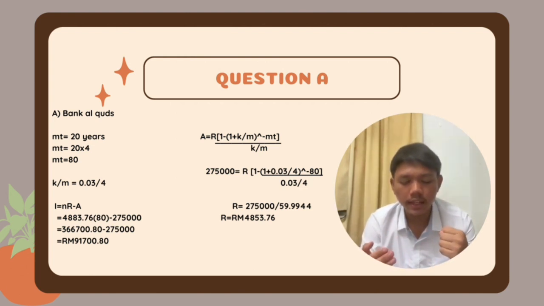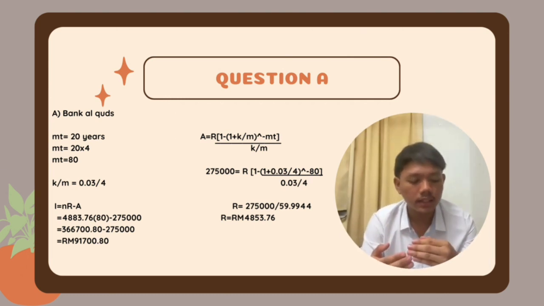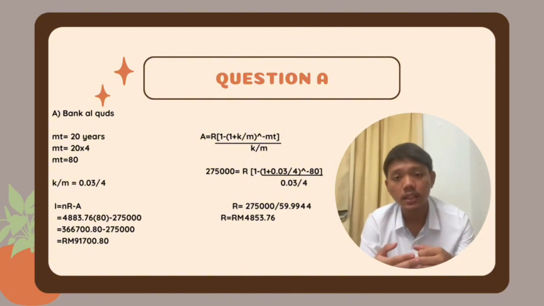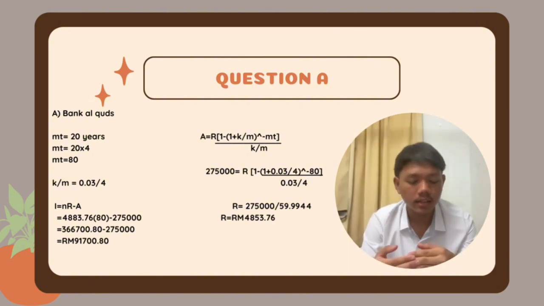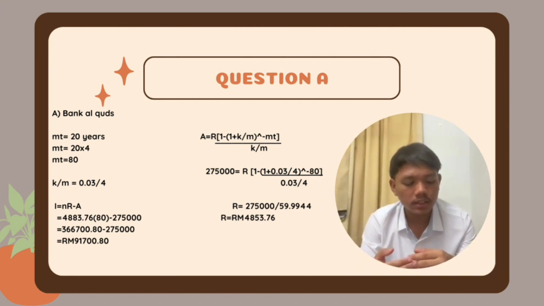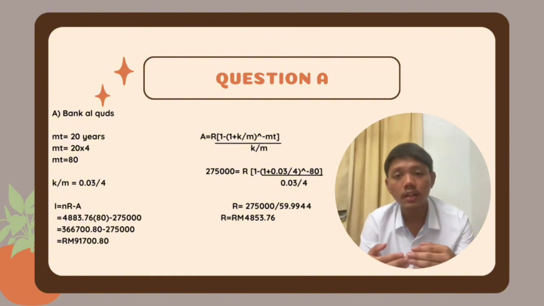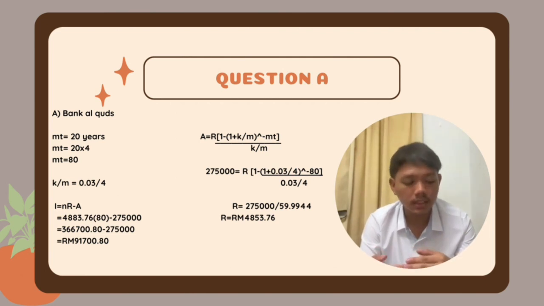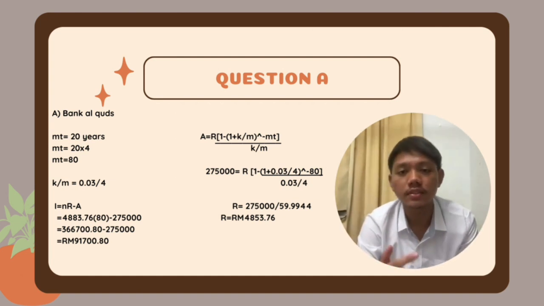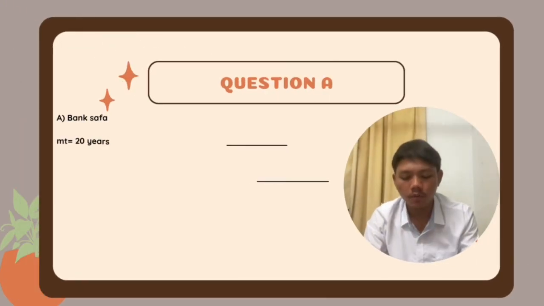Then we have to find the interest paid. We insert the numbers in this formula first. 4,583.76 multiplied by 80 gives 366,700.80, and we minus 275,000 and we get the answer 91,700.80. That is the interest paid. Then I will find the interest paid for Safa Bank.